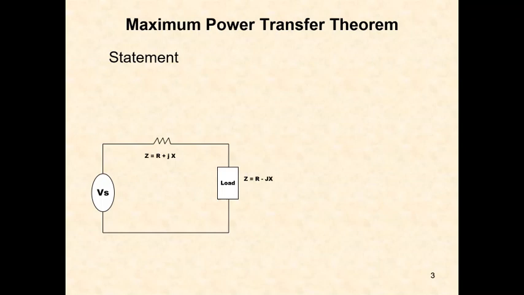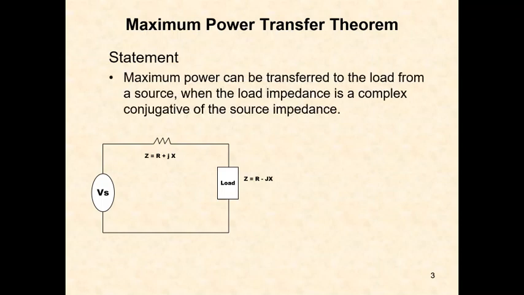When is maximum power transfer possible, and when will it be minimum power transfer? That is very important to know. That is the reason we are going to study this maximum power transfer theorem in this subject. The statement is: the maximum power can be transferred to the load from a source when the load impedance is the complex conjugate of the source impedance.